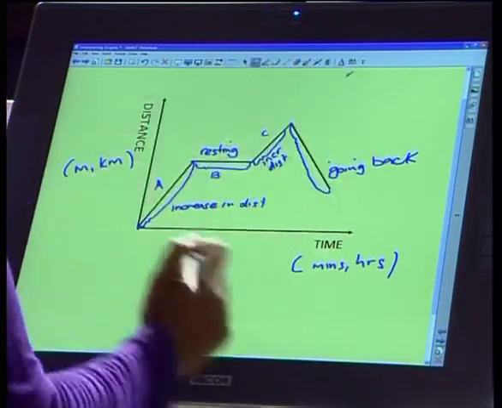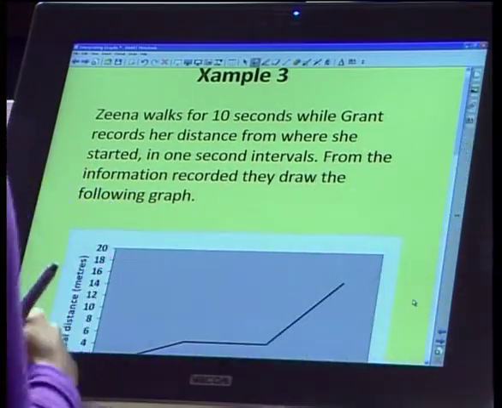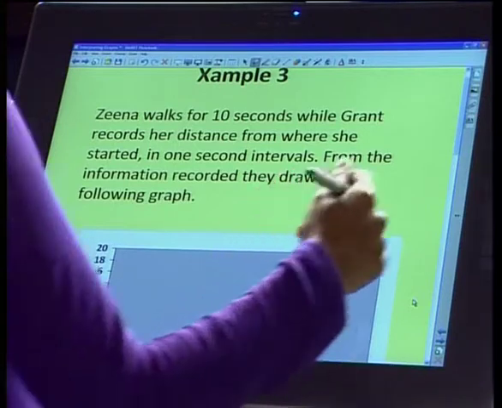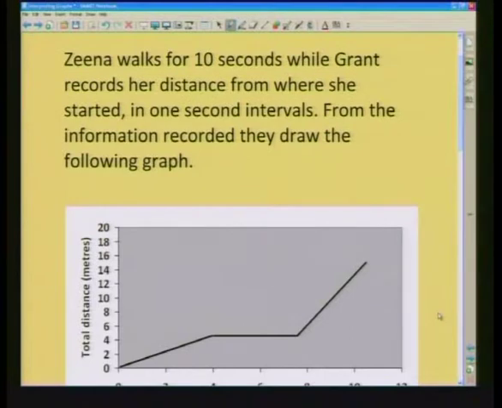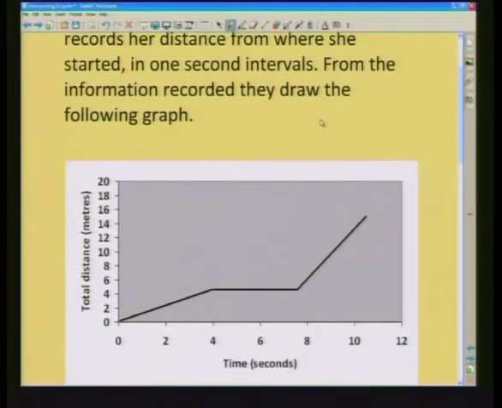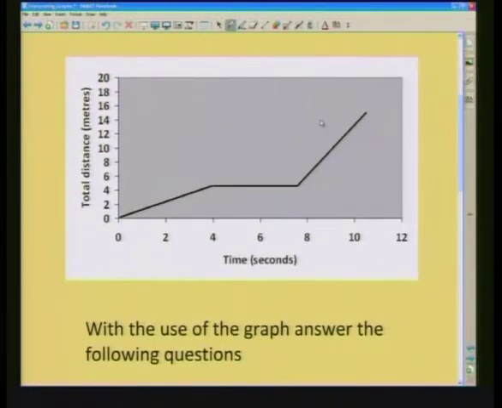All right, so bearing that in mind, let's answer the questions that are posed to us in example 3, where we are given this distance and time graph. We are told that Zena walks for 10 seconds. So there's our time. Our total time is 10 seconds. While Grant records her distance from where she started in 1 second intervals. So our time is going to go up in 1 second intervals. From the information that they record, they then draw the following graph.